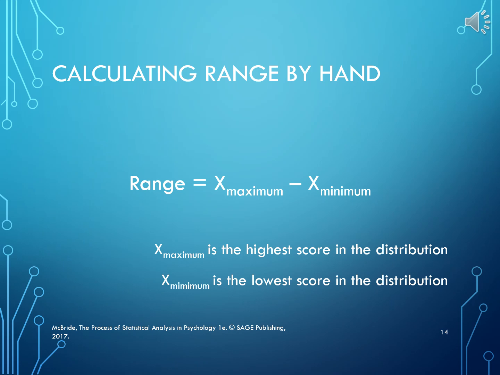And incorporating some of those symbols we've been talking about, if you want to calculate the range, it's just the maximum score, which would be x subscript max, minus x subscript minimum, or min, which would be the lowest score in a distribution. And again, this is not the lowest score possible on a scale of 1 to 7. It's the lowest score that a participant actually scored. So that might be a 1, or it might be a 4, like we saw in the previous example.